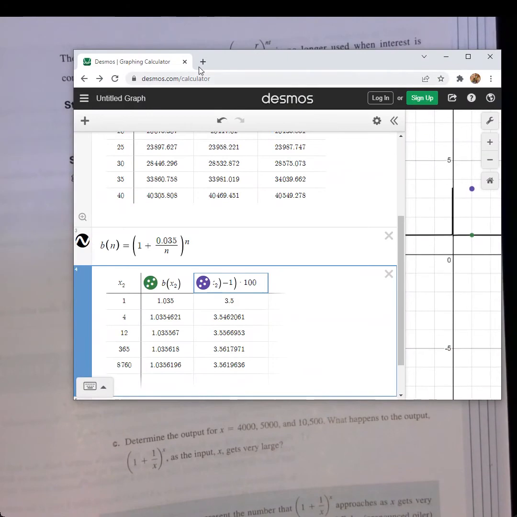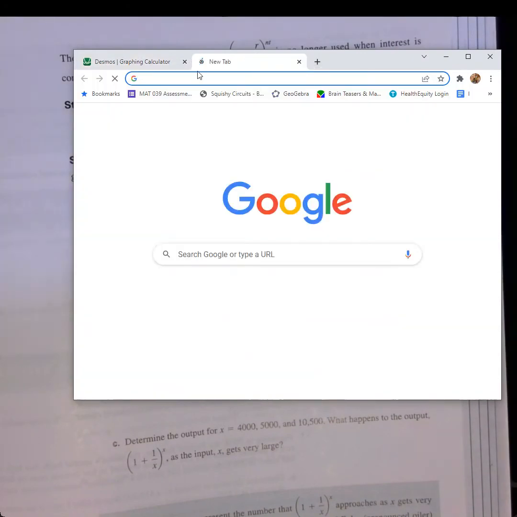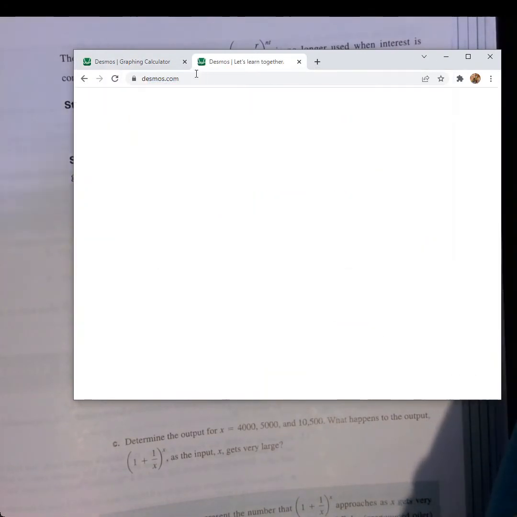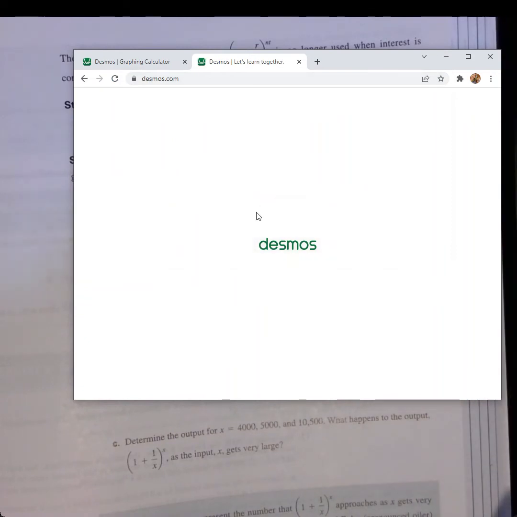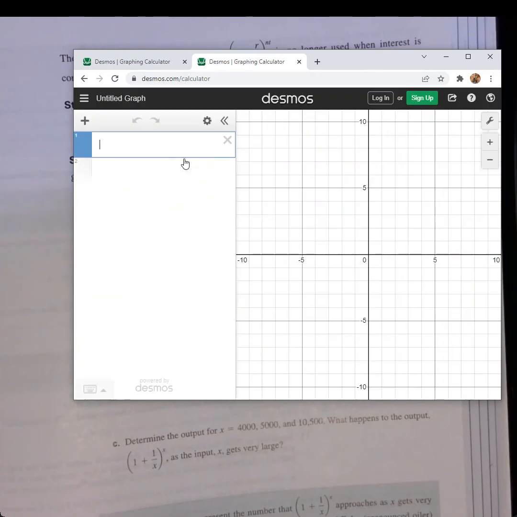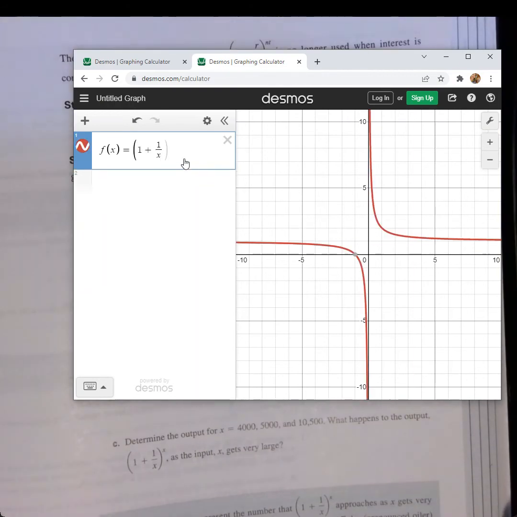Okay, I'm going to open up a new tab so I can still have this stuff, but I want to see something clean where the other stuff's not being graphed. So let's go ahead and I'm just going to call it f of x for right now, equals 1 plus 1 over x to the x.